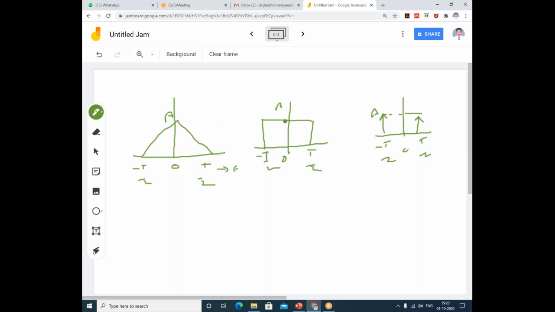Is there any relation between these three waveforms? Can you observe any relations between these three waveforms? Please post it in the chat box. I have drawn three waveforms. One is a triangular waveform, the other one is a rectangular pulse, and the third one is an impulse signal at minus T by 2 and T by 2. Is there any relation between them?